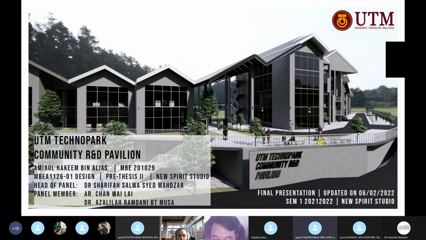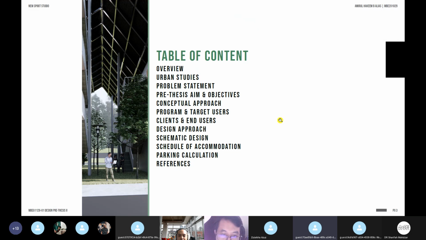Okay, so yeah, Bismillahirrahmanirrahim. My pre-thesis 3 proposal is UTM Technopark Community and R&D Pavilion. Basically, what I'm trying to do with this project is bring communities and a group of researchers together through a building program and also through architecture. Okay, so let's go through it first.